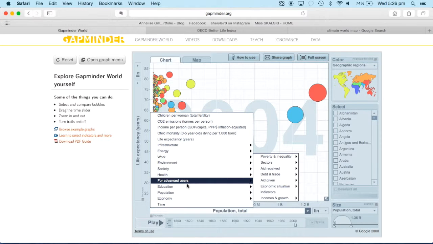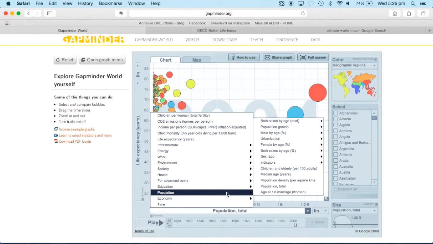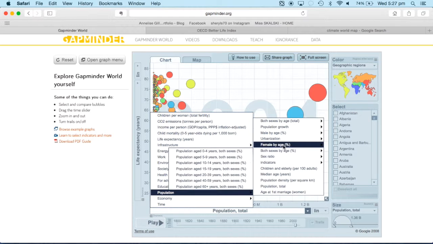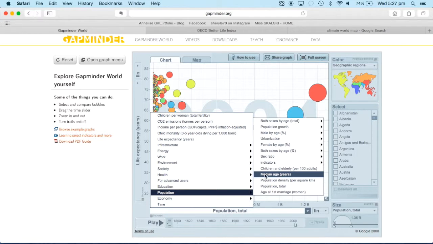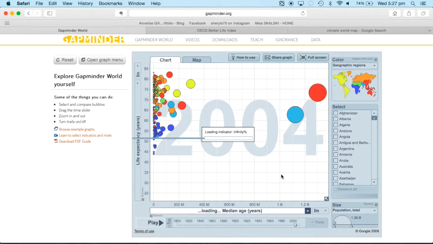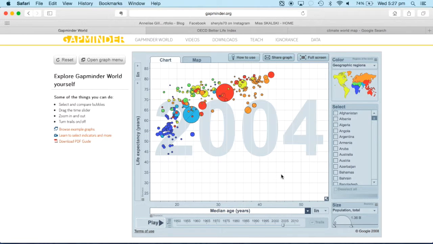So by clicking down here, and once again we go to population, we have females by age, males by age. We want a bit of an average, so we go to median age, which is another word for an average. If you're a maths student, you probably know more technically what it means. So here we have the average age for the population. And we have at the top here Japan, average age of 43. Down to Uganda, where the average age is 15.